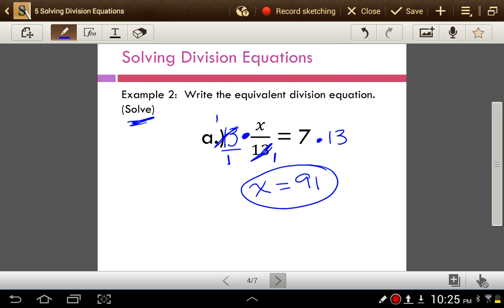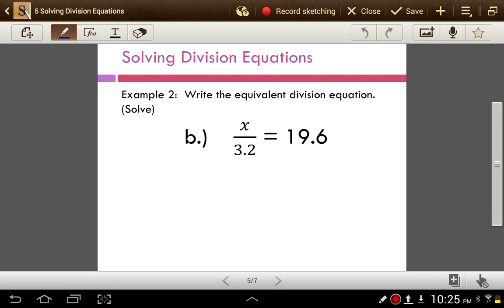Move on to example 3, or part B here. Again, I want the equivalent division that requires us to solve it. So I'm dividing by 3.2. What am I dividing by? What do I mean by that? I'm dividing my variable by 3.2. The inverse of division is to multiply, so I'm going to multiply both sides by 3.2. Do 3.2 there, and then multiply by 3.2 there.